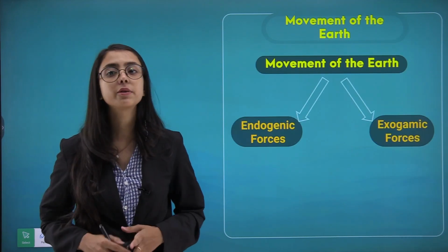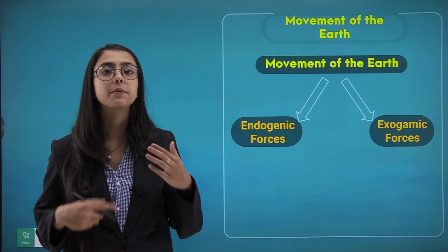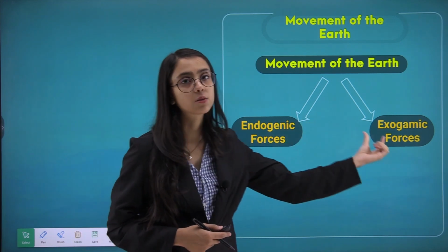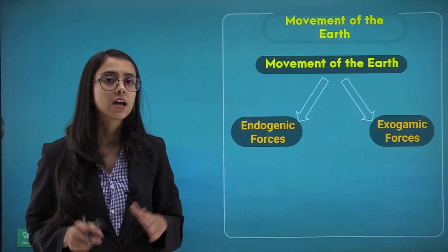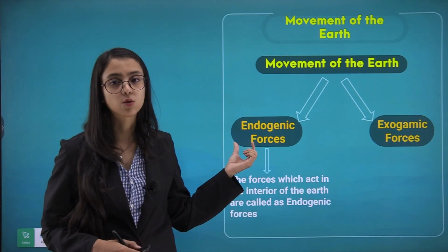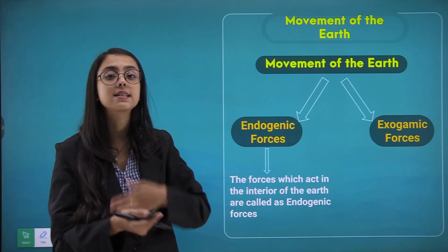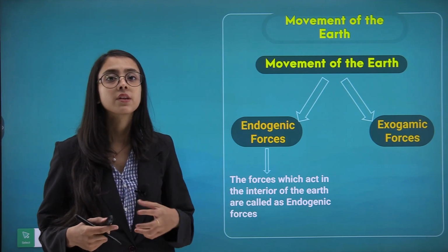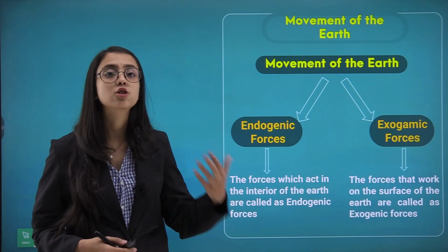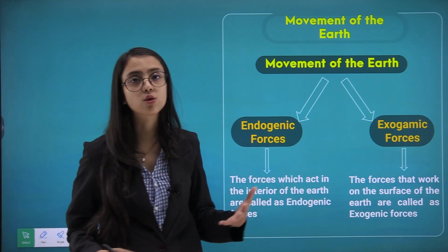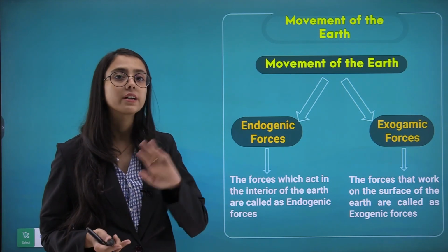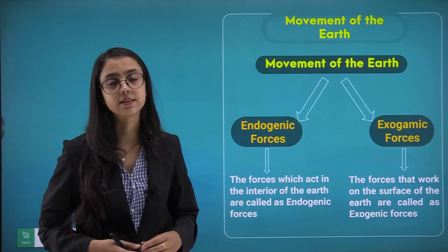Now, the movement of earth is divided into two categories depending upon the movement of the plates. Some are endogenic forces and the other ones are known as exogenic forces. Now, what do you understand by endogenic and exogenic? Endogenic forces are the forces which act in the interior of the earth, for example, the movement of the molten magma inside the earth. Whereas exogenic forces are the factors that work on the surface of the earth and influence the movement of the plates.